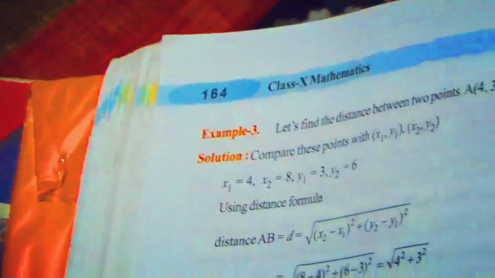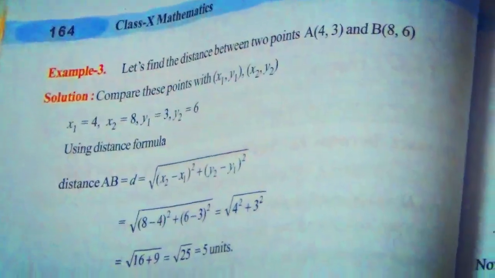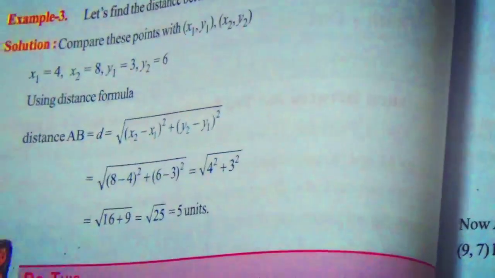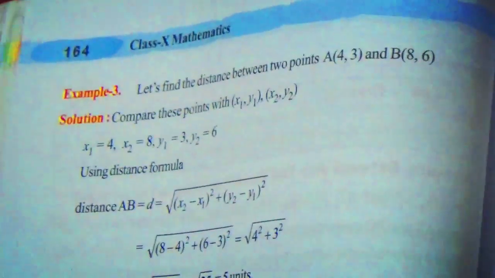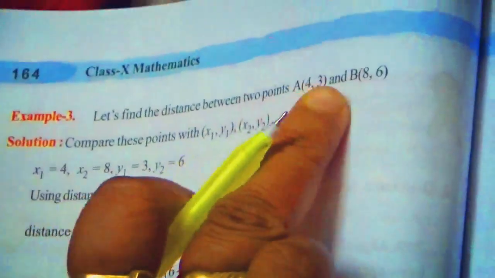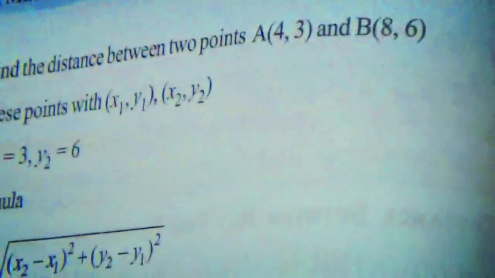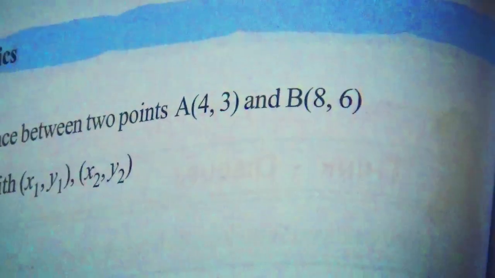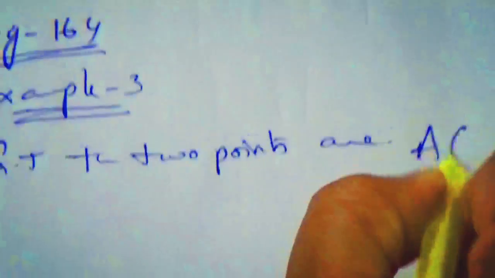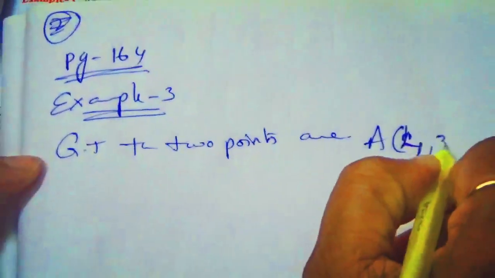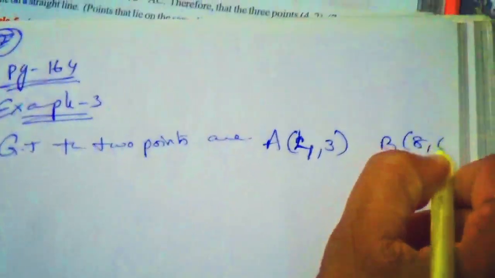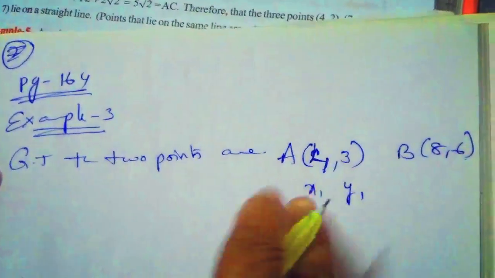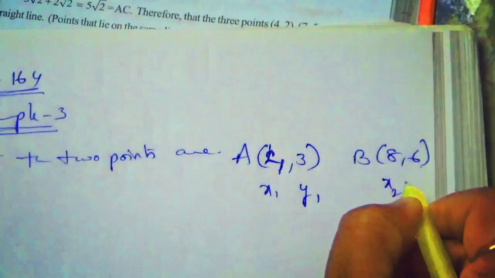Next, look here on page number 164, example 3. Let's find the distance between the two points. Given that the two points are A(4, 3) and B(8, 6). Here we are taking the first point as x1, y1 and the second point as x2, y2.